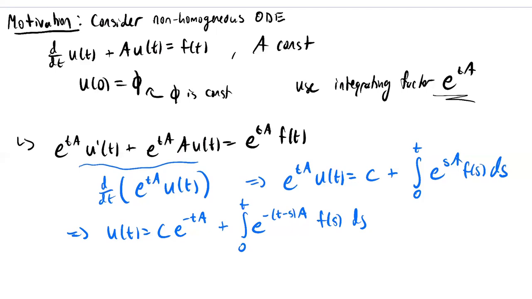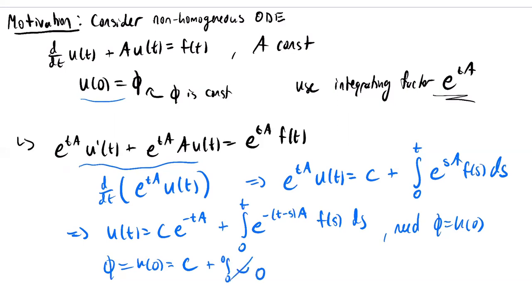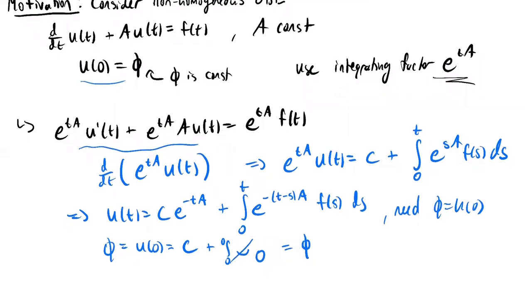C has to be, well, I need to use my initial condition, which says that phi is equal to u of 0. If I plug in 0 here, I get just c, right? Because the integral from 0 to 0 is 0. And so this tells me that this constant c had to be my initial condition, right?